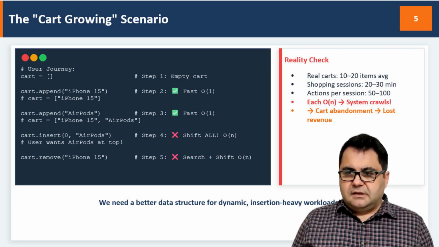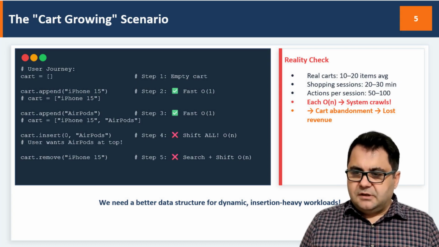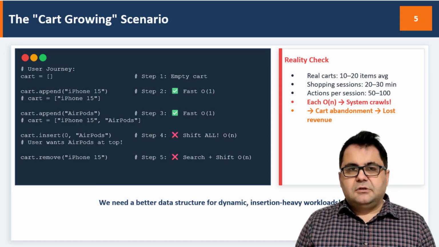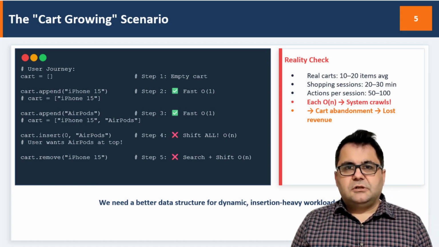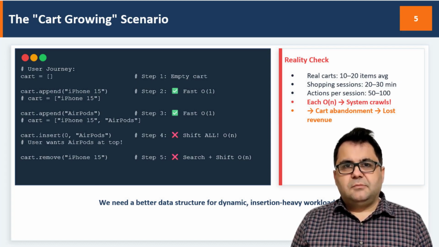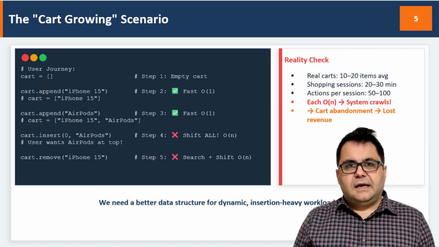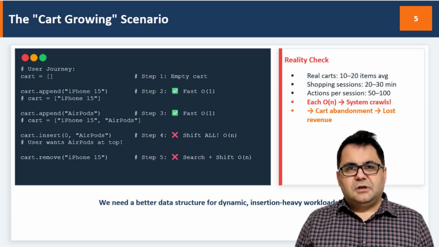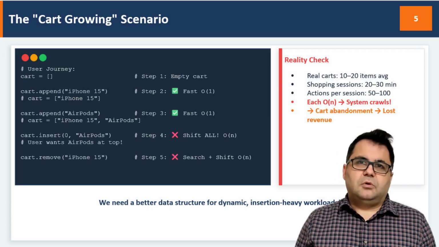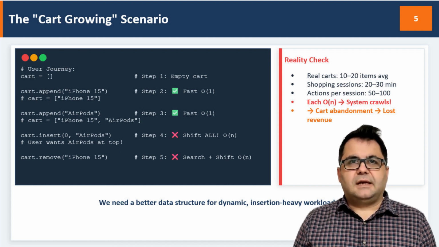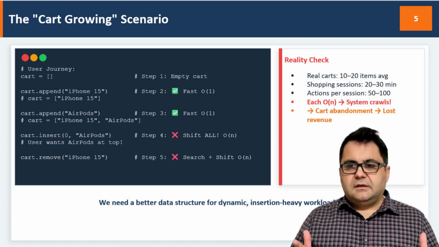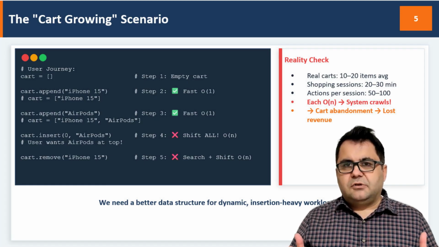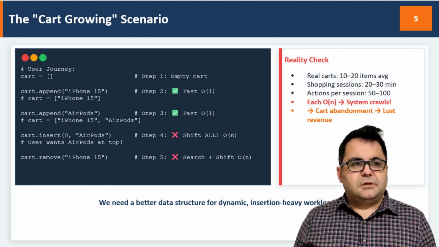Step 5, user decides they don't want iPhone anymore, removes it, that's remove(iPhone 15), more shifting. Here's the reality. Real shopping carts have 10 to 20 items on average. Shopping sessions last 20 to 30 minutes. During that time, user performs 50 to 100 add, remove, and reorder operations. If each of these costs O(n), your system will crawl. Users will notice lag, they'll get frustrated, they'll abandon the cart. This is a real business problem. We need a better solution.